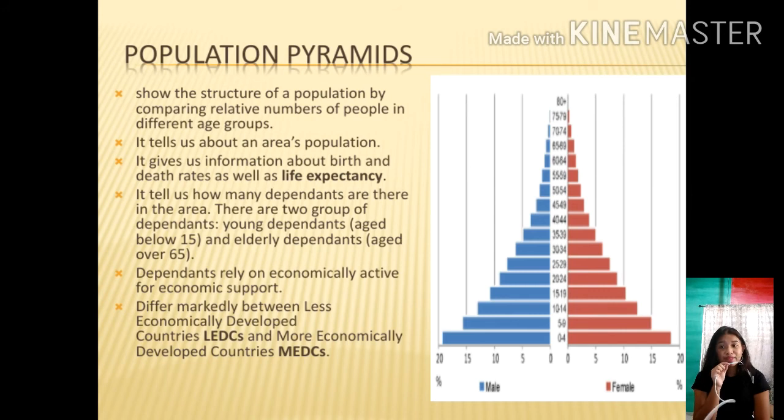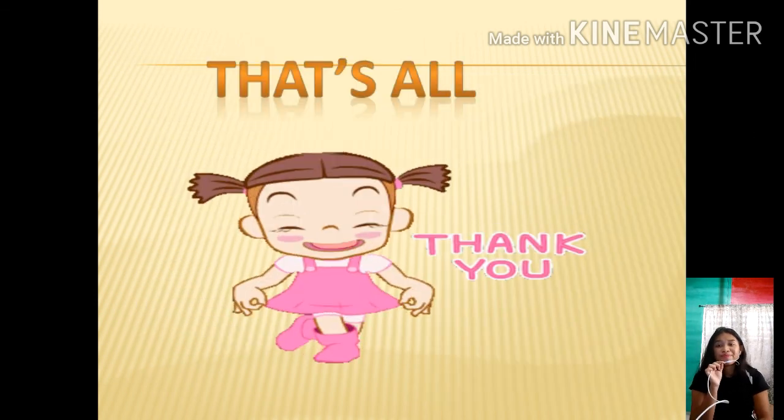There are two groups of dependents: young dependents, who are aged below 15, and elderly dependents, who are aged over 65. Dependents rely on the economically active for economic support. The population pyramid differs markedly between less economically developed countries, or LEDC, and more economically developed countries, or MEDC.